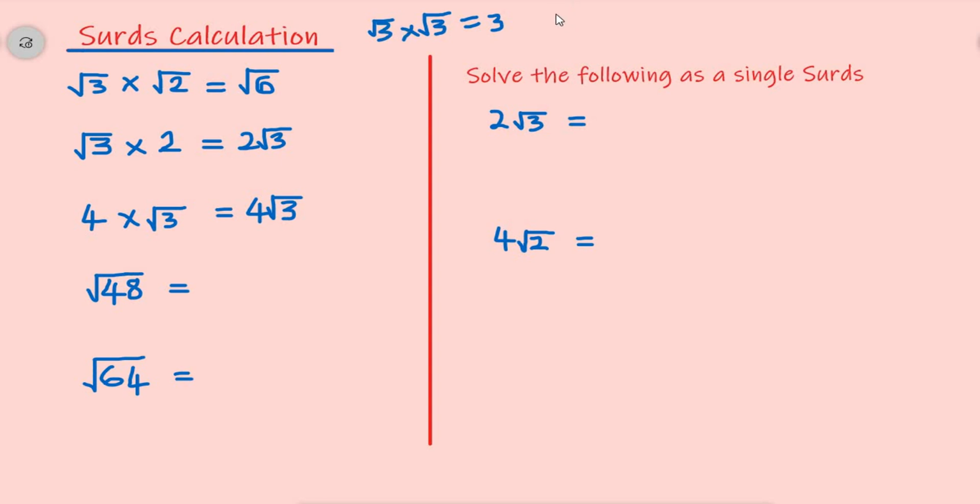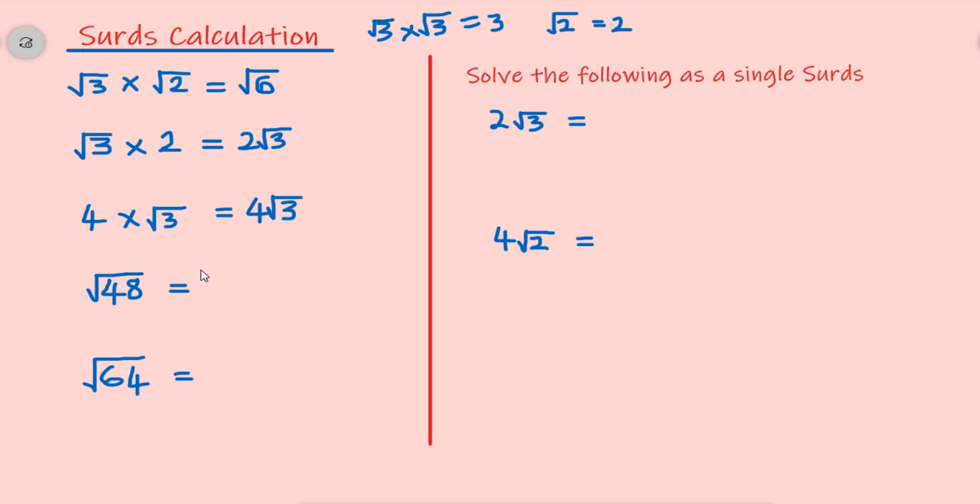If it is root 2 multiplied by root 2, it will give you 2. If it's root 4 times root 4, it's going to give you 4. Root 8 times root 8 will give you 8. So because of our time, let's go to the next one. We have root 48. So how do you solve this?